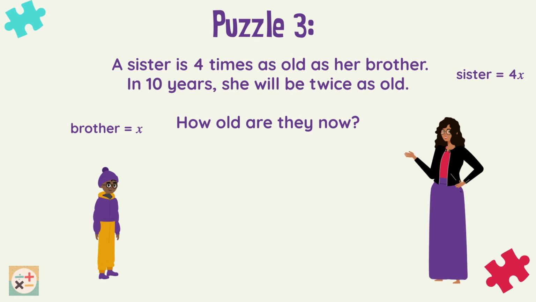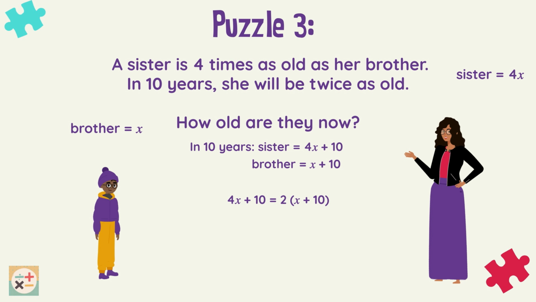In 10 years' time the sister will be 4x plus 10, and the brother will be x plus 10. We can now set up an equation to solve this. Remember that in 10 years' time, the sister will be twice as old as the brother. We write this by putting the expression for the sister's age in 10 years, as equal to twice the brother's age in 10 years. We can then solve the equation using whichever method works best for you. Check out our algebra videos if you need a refresher on this.